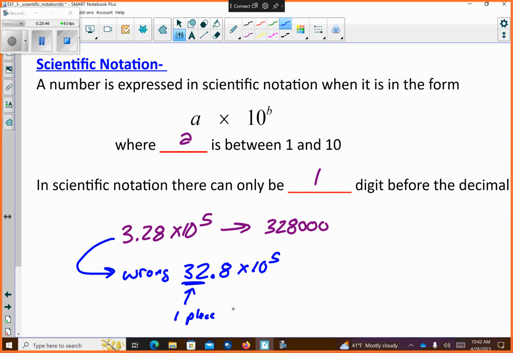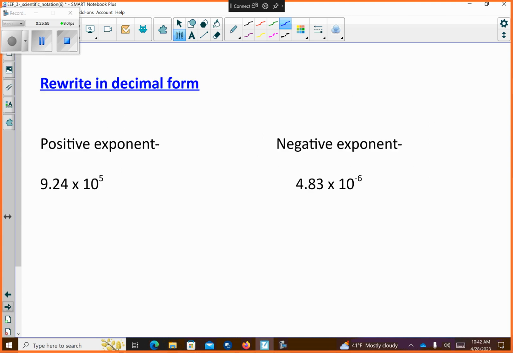May I move on? So I'm on page 188 now, right? All right. So if I want to rewrite this, how many places am I going to move my decimal? 5. To the right or to the left? Right. So ready? 1, 2, 3, 4, 5. So 924,000 is the same thing as 9.24 times 10 to the fifth power.